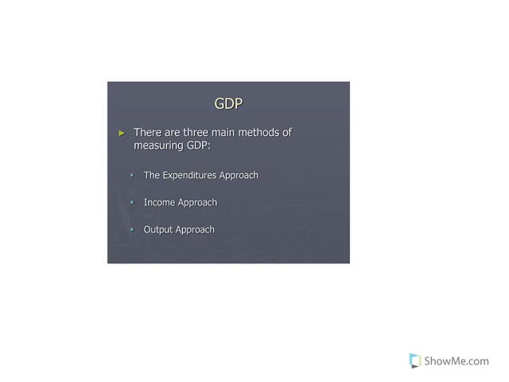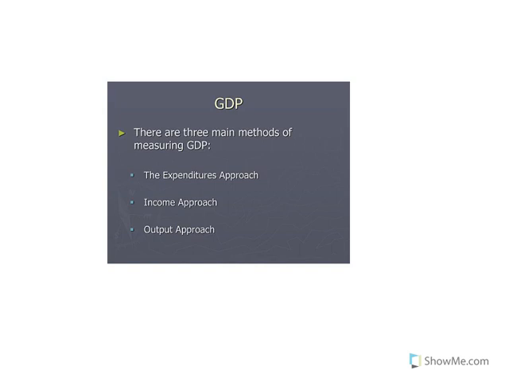Now what we're going to do in part 2 is use our formulas to figure out how to calculate the value of GDP. And there's three basic methods. You can use the expenditures approach, the income approach, or the output approach. Theoretically, all three should give you the same exact answer.